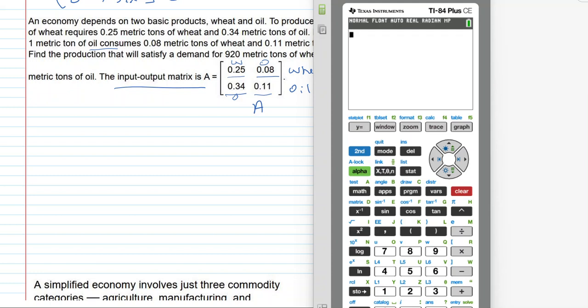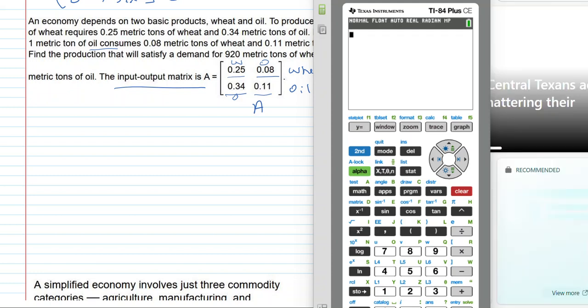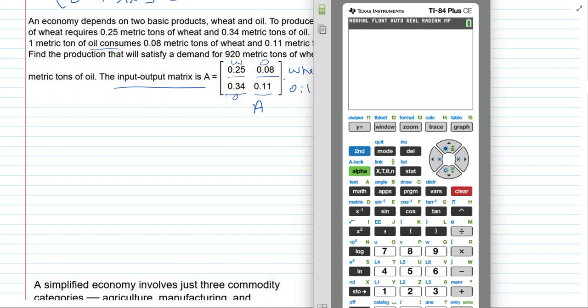All right, second matrix. I'm going to edit, and I'm going to enter A as a 2 by 2, and I'm going to do the 25 hundredths, 25 hundredths, 8 hundredths, 34 hundredths, 11 hundredths. Oh, let me do my second matrix again. Sorry, hit something.